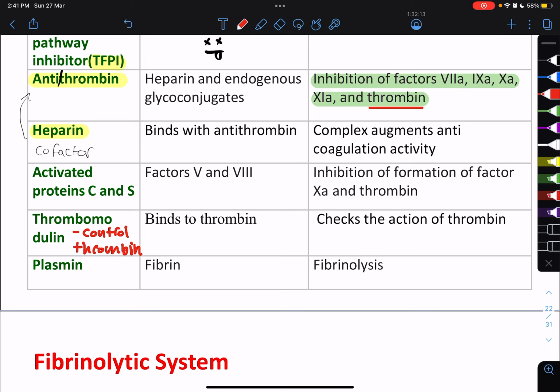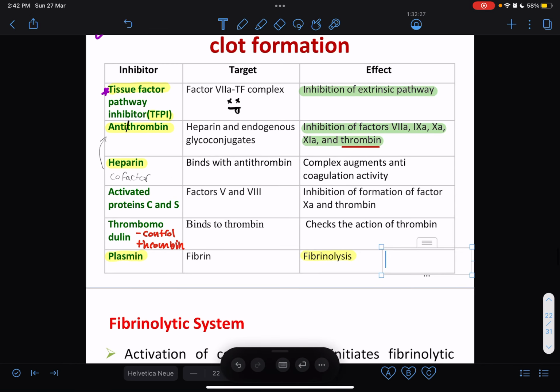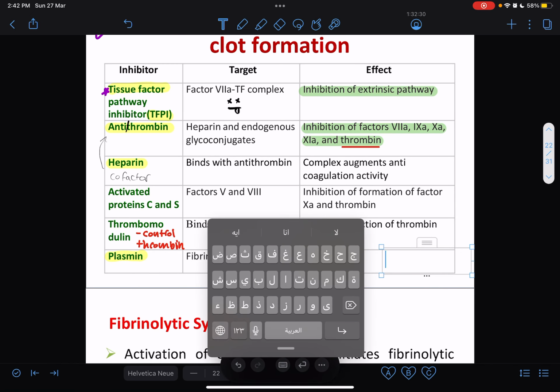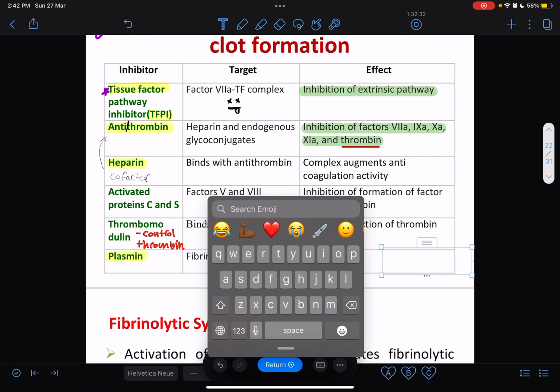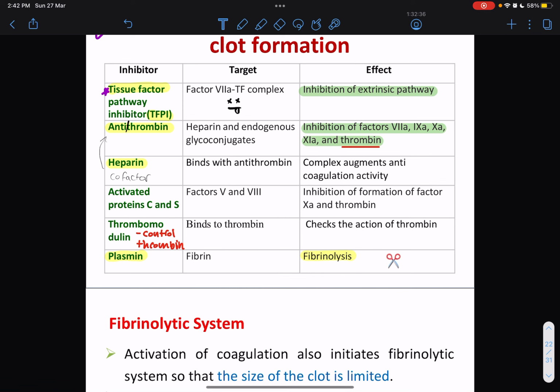These are important, guys. These are the special mechanisms to control the clotting. Please do it carefully. It's important. Now, the last thing is that finally when the clot is formed, do you think this clot will remain for long or forever? No. It has to disappear.